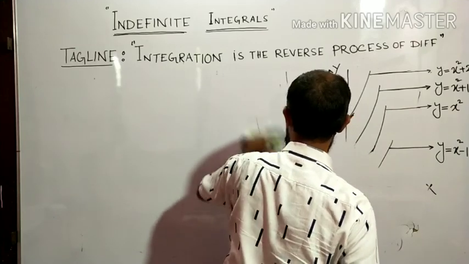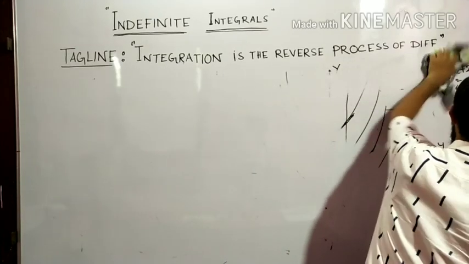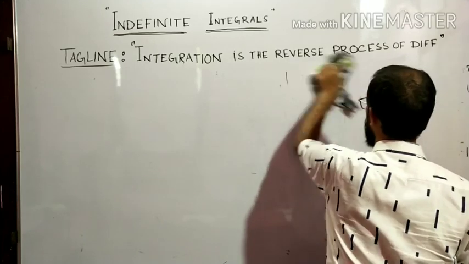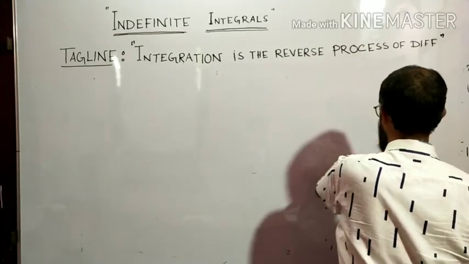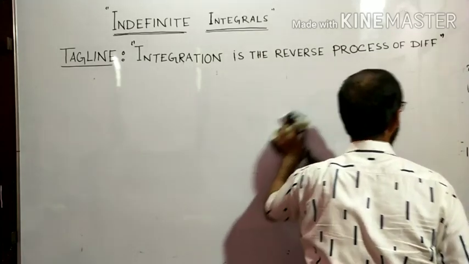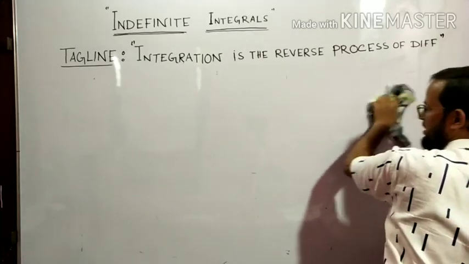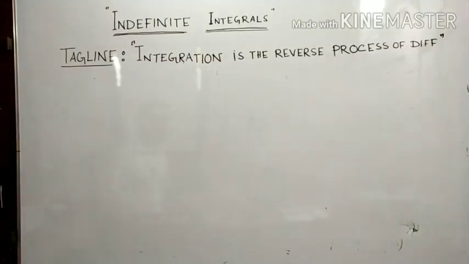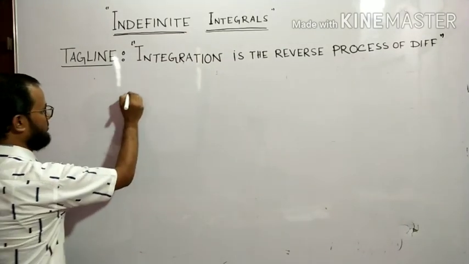So the main important thing is that if you know the derivative of a function, then definitely you can find the antiderivative of the function. Okay, so differentiation is important. For example, I will give you an example.